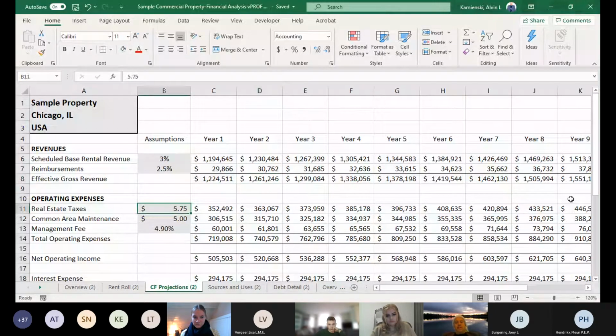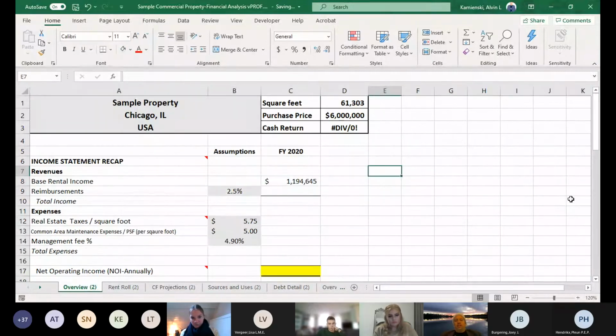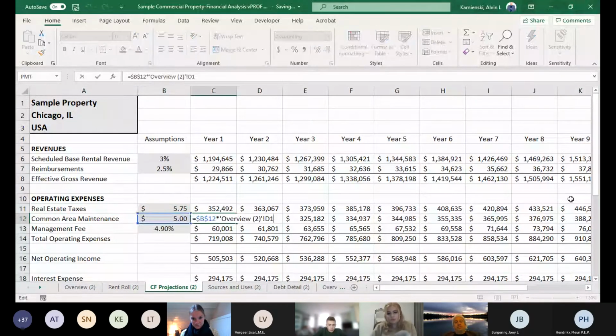Then we made our assumptions relative to real estate taxes, which you notice is working on a per square foot basis. If I look at my reference, B11 is the cost per square foot, and Overview D1 is my square footage. So my cash flow projections relative to expense for operating on real estate was on the basis of square foot. The same thing goes for common area. We make an estimate based off of square footage.